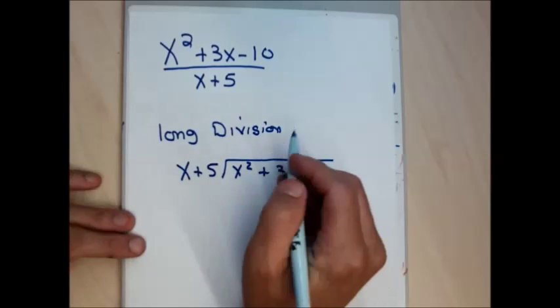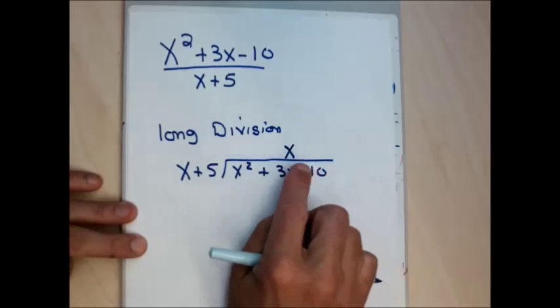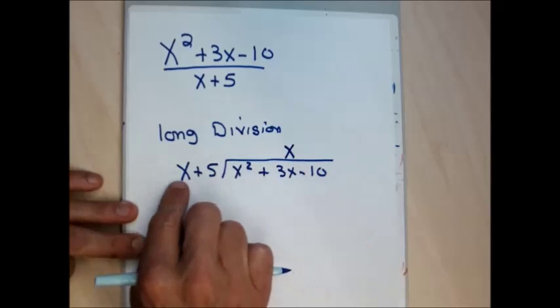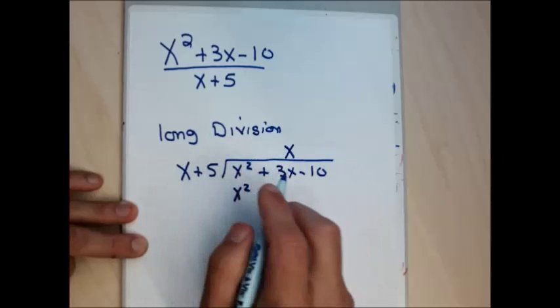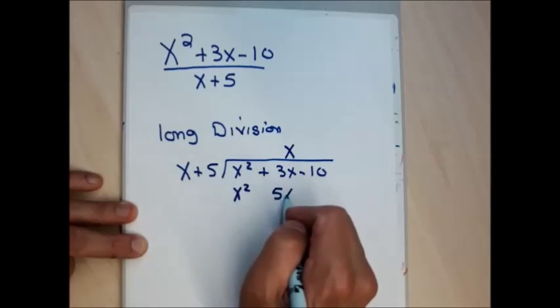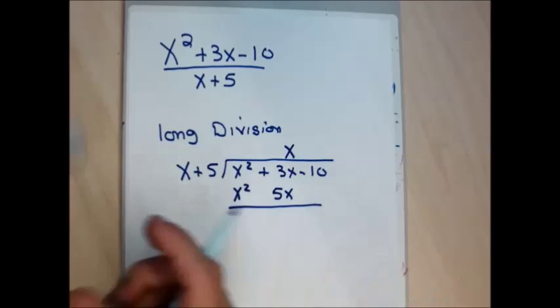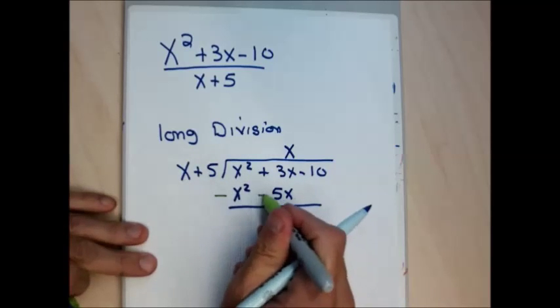So the first thing I'd put on top of my division bar is an x. I'd multiply this x by that x and get an x squared. I'd multiply this x times that 5 and get a positive 5x. I'd change the signs and combine.